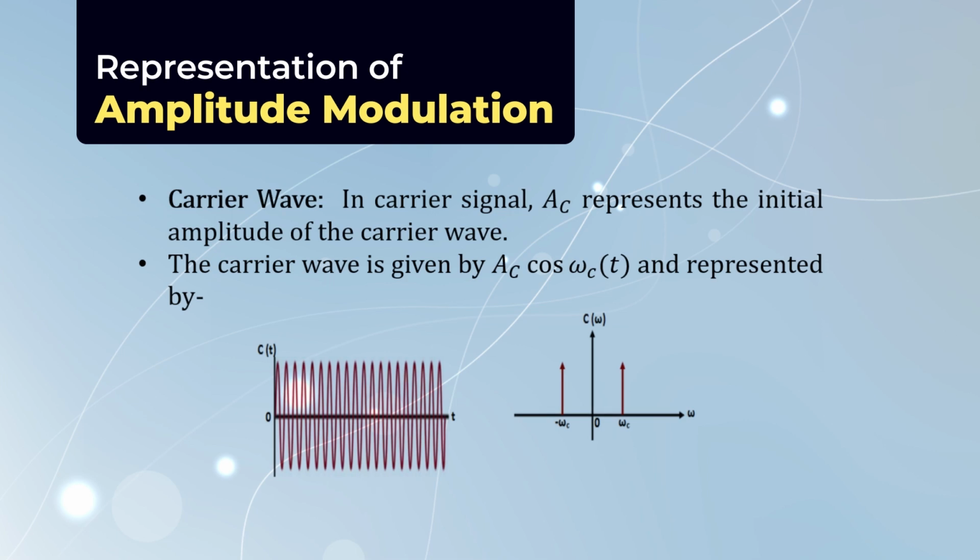Now, the carrier signal. The carrier signal is a high frequency signal which is given by Ac cos(ωc t), where Ac represents the amplitude of the carrier wave which is constant and ωc represents the angular carrier frequency. It is represented by the following figure in the time domain and in the frequency domain. From the time domain, we can observe that the carrier has constant amplitude, and from the frequency domain, we can observe that the carrier has constant frequency.